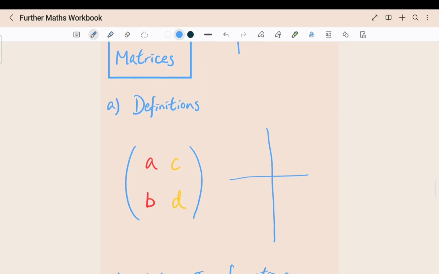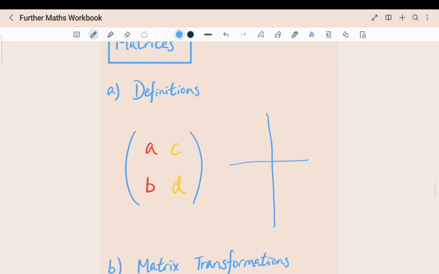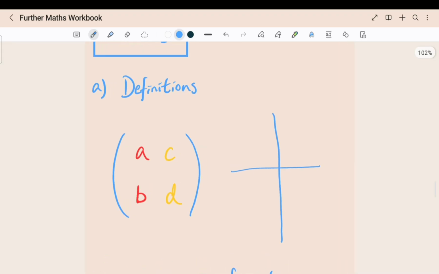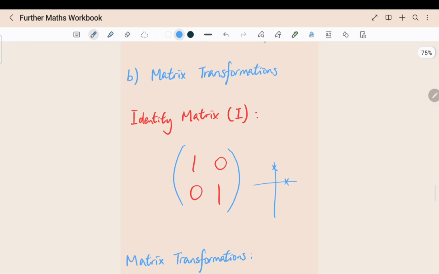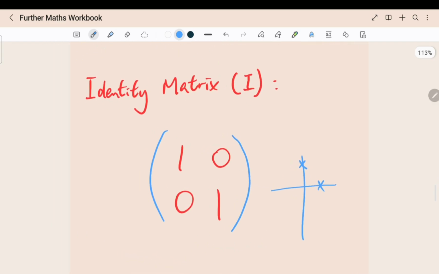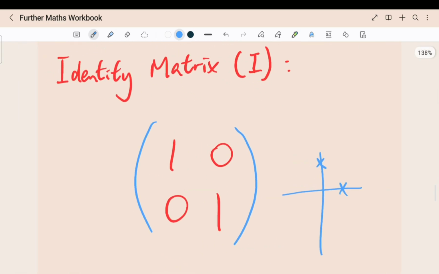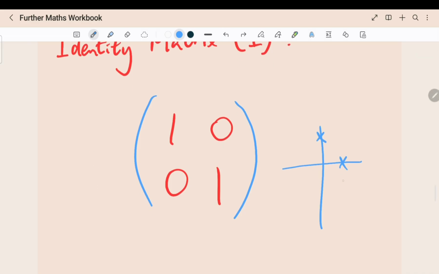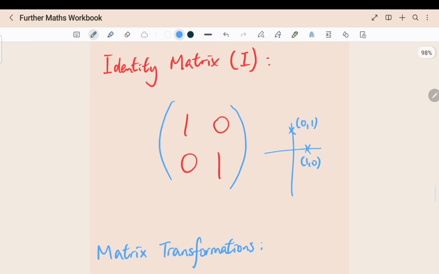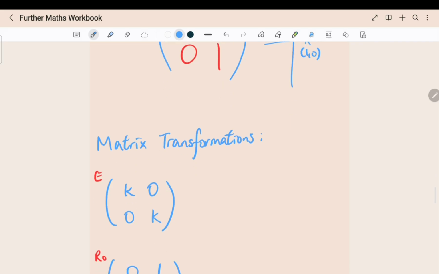Brilliant. Matrices. So when we have a b c d as a 2x2 matrix, we are actually saying that we have 2 points, something like a b, and then something c d. So I'm going to show you what this means. The identity matrix I is defined to be 1, 0, 0, 1. We read it downwards. So we have 1, 0 here, and we have 0, 1 here. And that is the identity matrix. And this is very useful when you're doing matrix transformations.